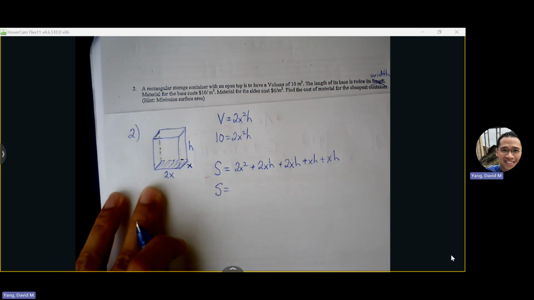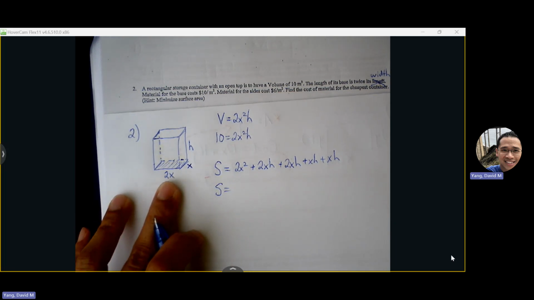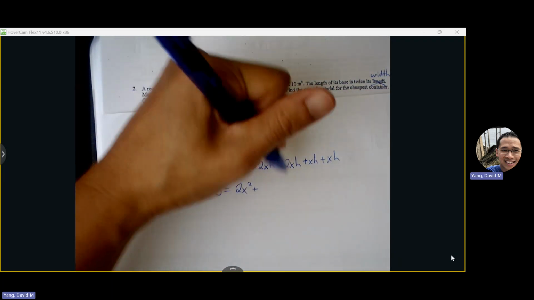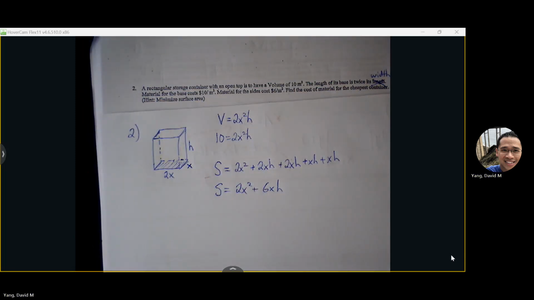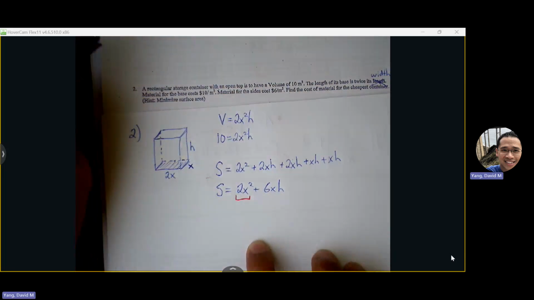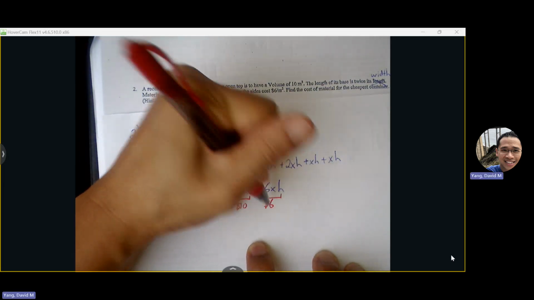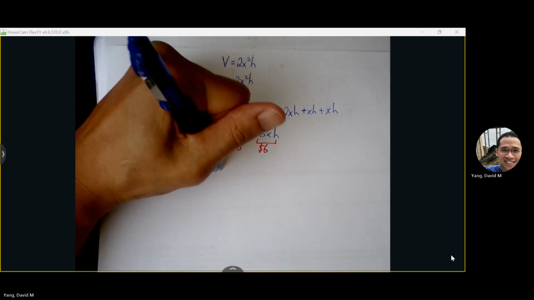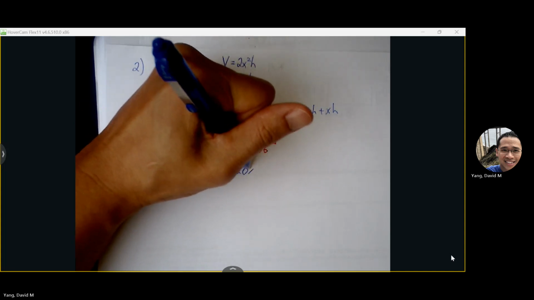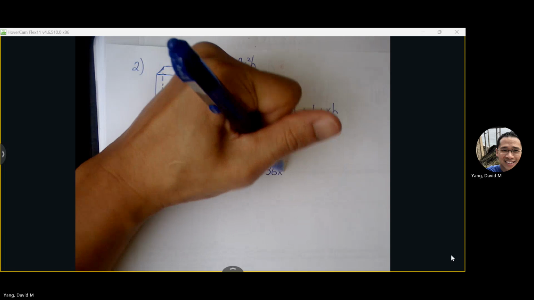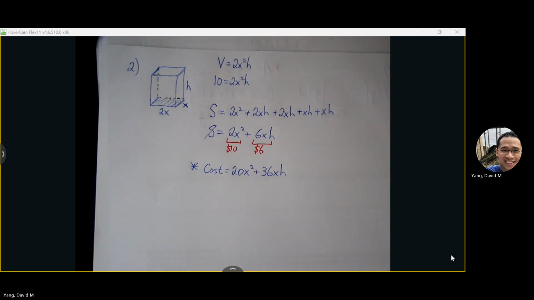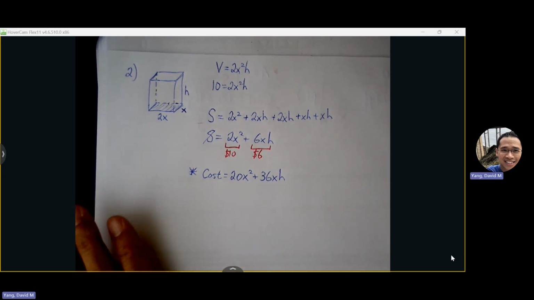The sides are all the same cost. It's $6 per square meter, but the base is the more expensive one, at $10 per square meter. So I'm going to do 2x squared plus this is 6xh. The cost associated with the base is $10. And the cost associated with the sides is $6. So all I need to do is multiply that through, and that will be my cost equation. Any questions up to this point?